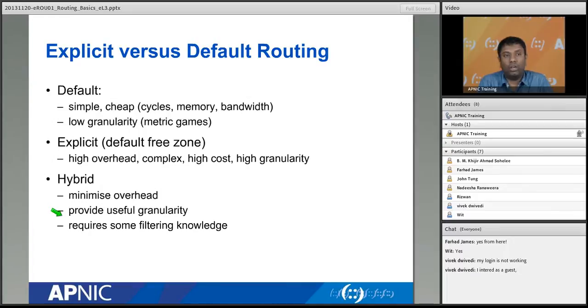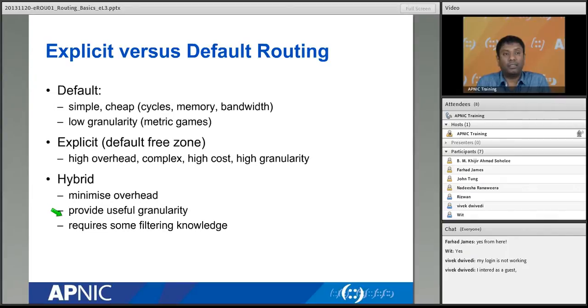So this is what we call default routing. Default routing has got some upside and downside. What are the upside or advantages? The advantage of default routing is it is very simple and very cheap, because you can run a router that contains the default route in a very small router. You don't need huge memory, huge CPU, or huge bandwidth. Just in a small router you can run your routing protocol.